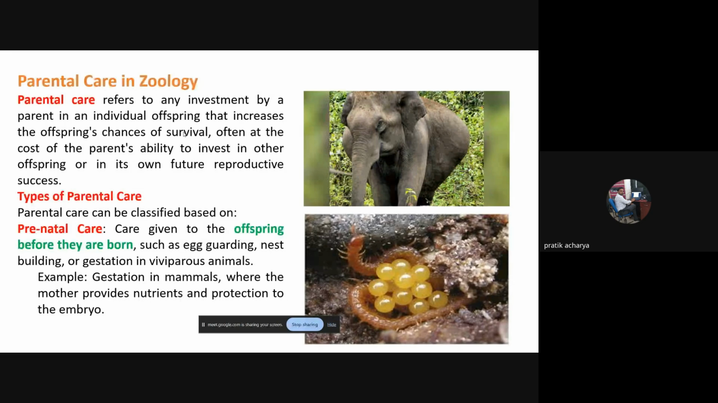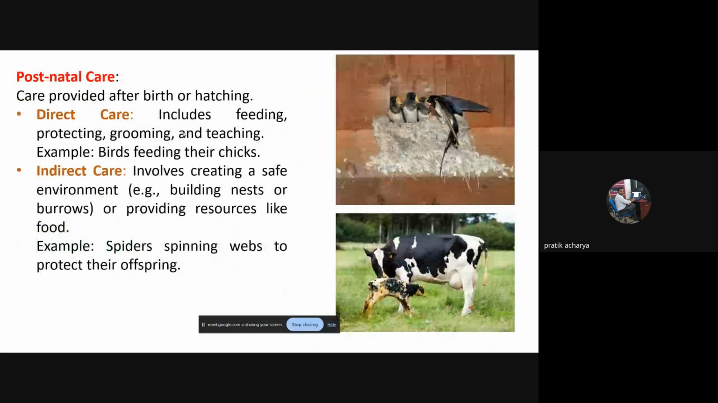Okay, the mother is eating good foods, the mother is protecting her child, that is prenatal care of the mother. Postnatal care, after parturition, what kind of care is taking place? That is postnatal care. That means care provided after birth, after parturition or hatching. That kind is known as postnatal care. A pictorial presentation of postnatal care is on your screen. You can observe.